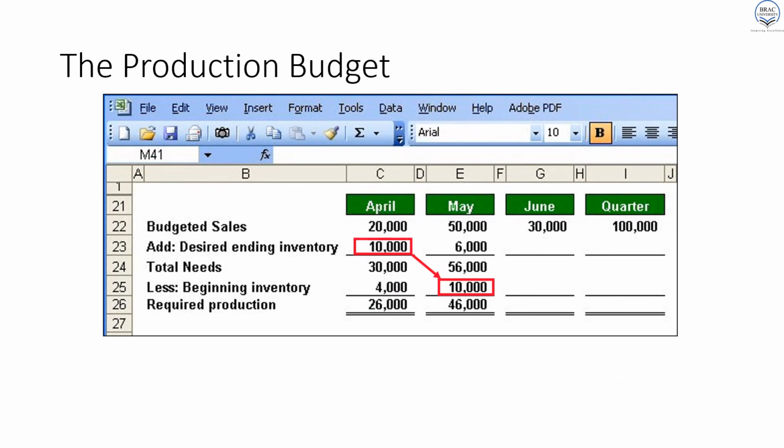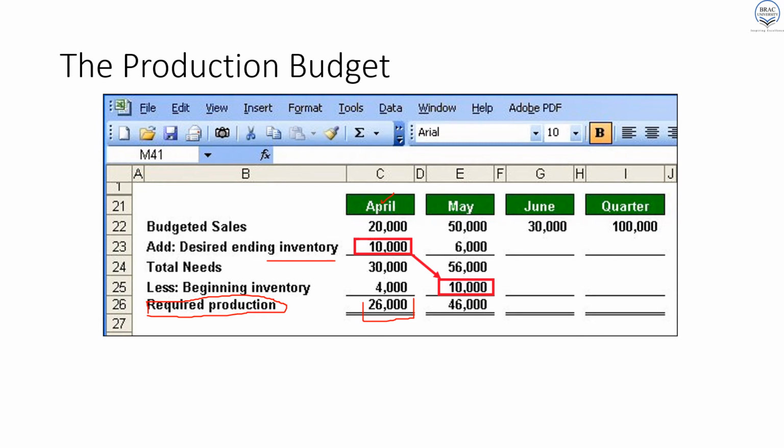So in May, what I'm going to do is, of course, this 10,000 was my closing inventory for the month of April. Remember, this is not your closing inventory. Most of the time students make mistakes by considering this as a closing. No, this is your required production. That is the number of units that you have to produce in the month of April. And this is your closing inventory for the month of April.